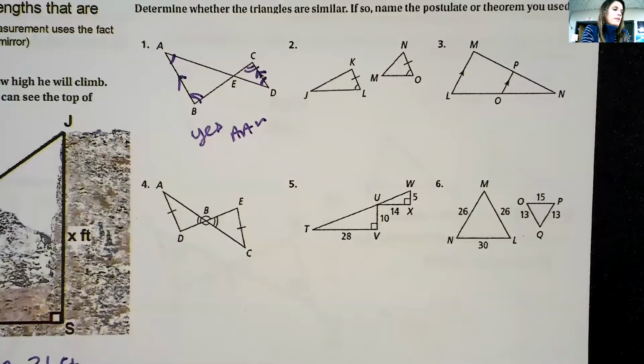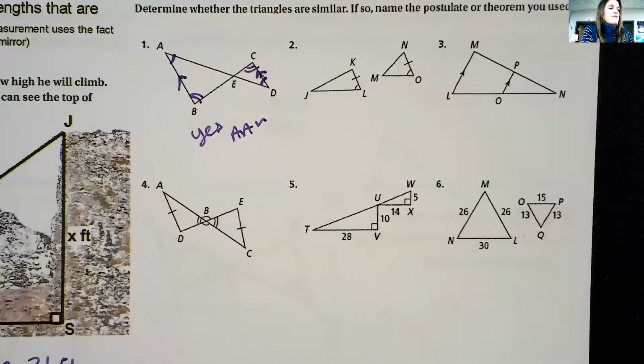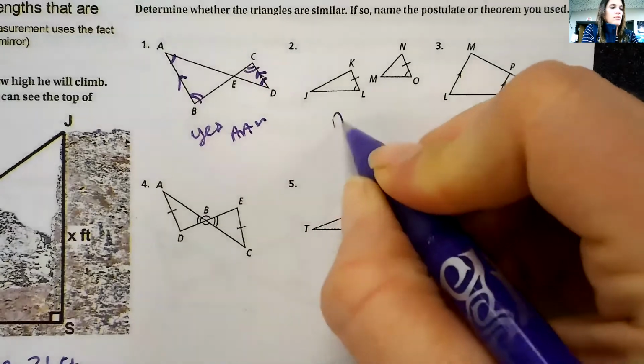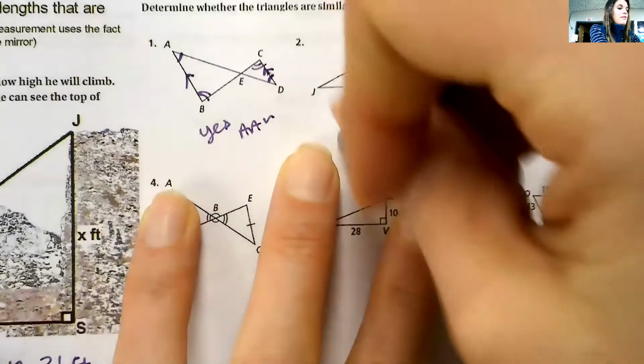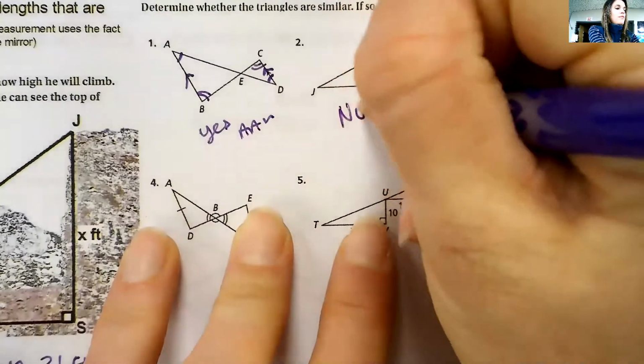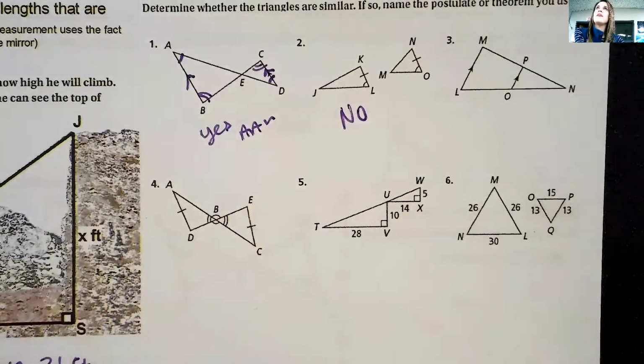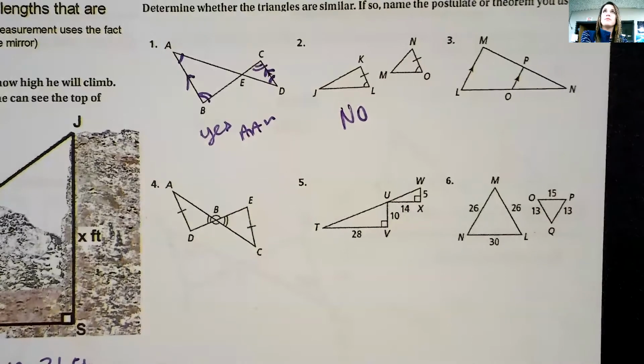Number 2, we have an angle and a side. Is that enough? Nope. We got to either have, why did I write an A? It was supposed to be an N. No, we don't know that. Okay, we either have to have 2 sides and an angle or 2 angles.